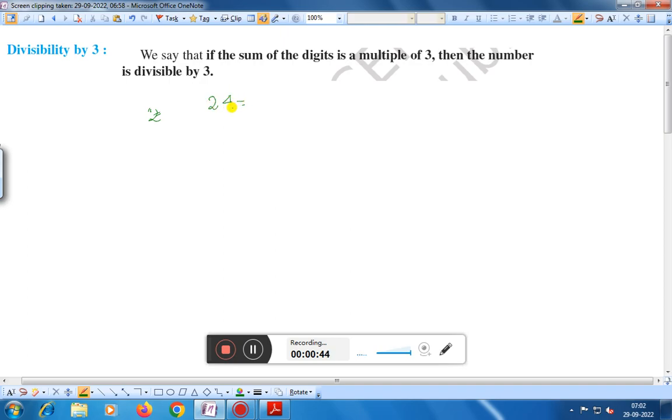That means we have to add the digits of this number: 2 plus 4 is equal to 6. Is 6 divisible by 3? By dividing 6 by 3, it is 3 twos are 6. That means it is divisible.